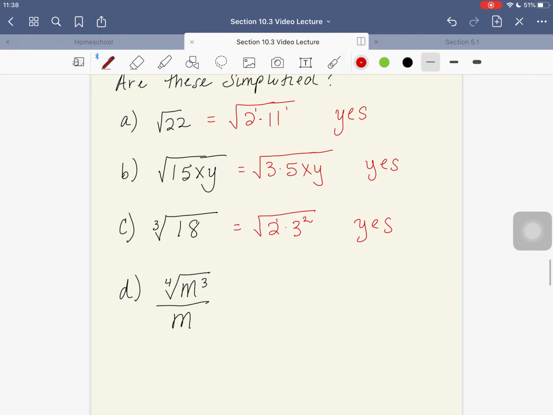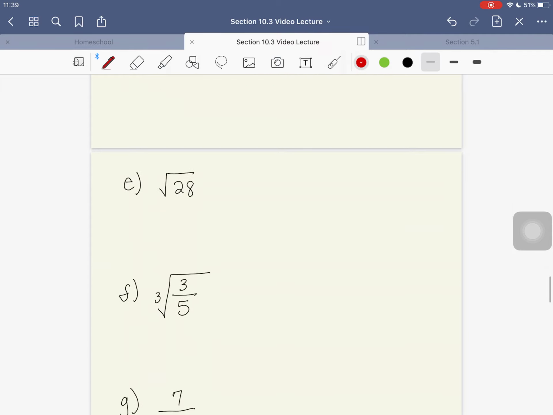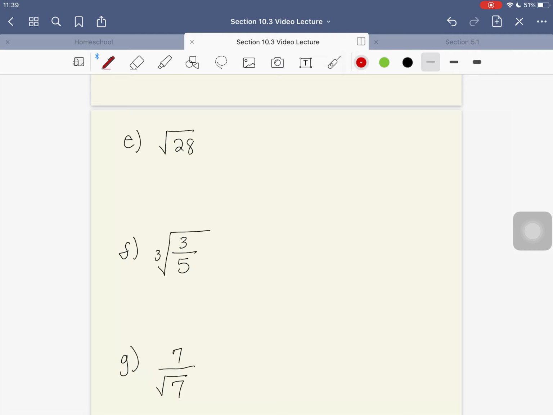And then part D, again, we've met all the conditions. The exponent is not larger than the index. It doesn't contain any fractions, and you don't have any radicals in the denominator. So again, yes, this is in simplest form. Let's look at some that may not be in simplest form.